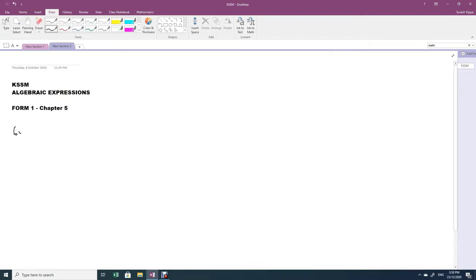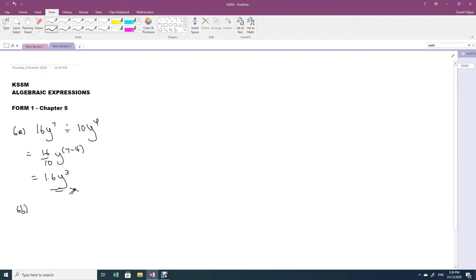Question 6. Simplify each of the following. We go to 6a. 6a will be 16y to the power of 7 divide by y to the power of 4. How do we solve this? Similarly, like the multiplication, divide the numbers first, then for y we put 7 minus 4, because it's a division. So we will have 1.6y to the power of 3.